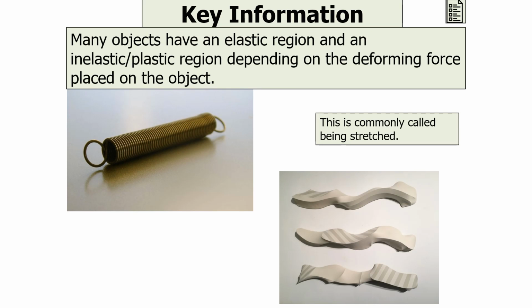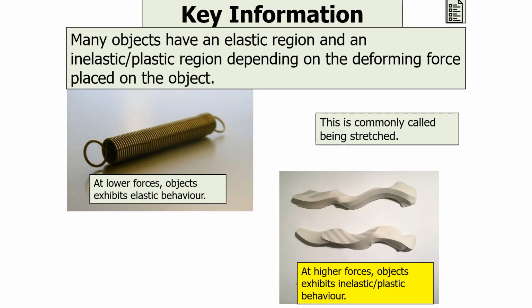Now many objects have an elastic region and an inelastic or plastic region depending on the deforming force placed on the object, so this is commonly called being stretched. So at lower forces, objects exhibit elastic behaviour, but at higher forces, objects tend to exhibit inelastic or plastic behaviour. That's because at this point permanent structural changes have occurred to the material at that high deforming force.